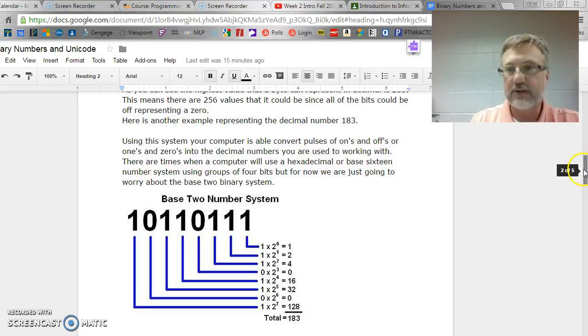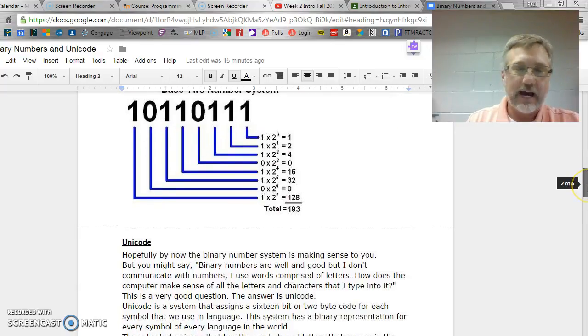So just having an example here of decimal number 183, if the 128-bit is turned on and the 32-bit and the 16-bit and the 4 and the 2-bit and the 1-bit, you add up those values and 10110111, or on, off, on, on, off, on, on, on for a computer, that means 183, okay? But as people, we don't communicate with numbers, right?